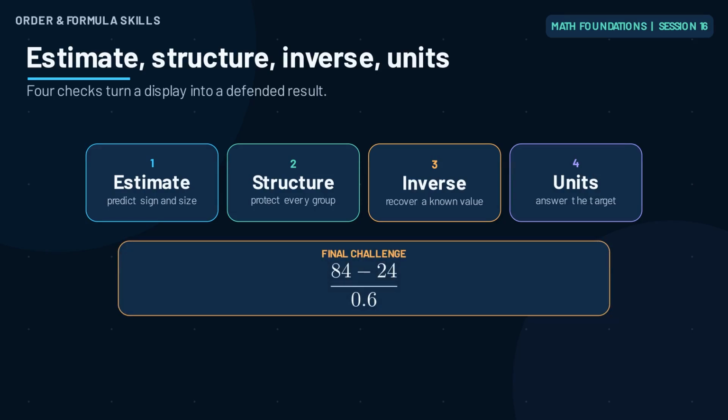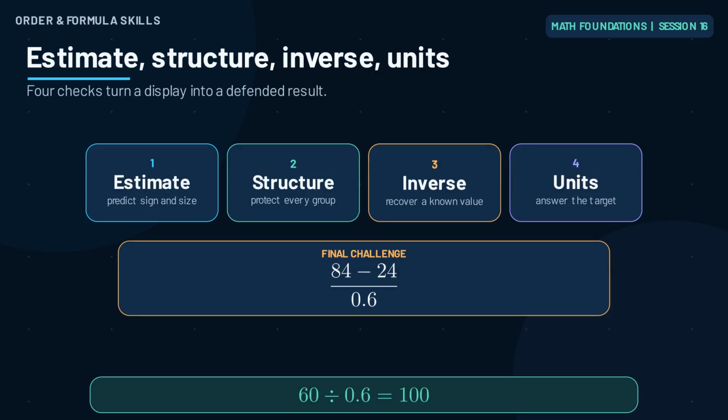Challenge. Evaluate open parenthesis 84 minus 24, close parenthesis, divided by 0.6. The grouped difference is 60, and 60 divided by 0.6 should be larger than 60. The exact result is 100. Multiplying 100 by 0.6 recovers 60. Estimate, structure, inverse, and units turn a display into a defended answer.